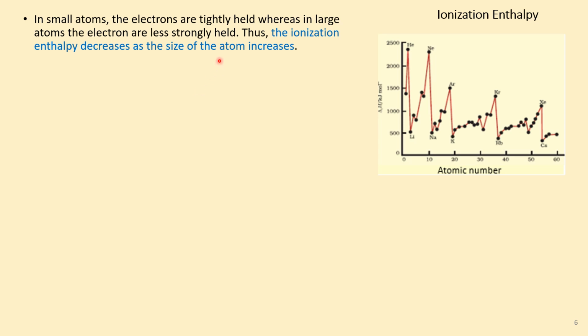In small atoms, the electrons are tightly held, whereas in large atoms, the electrons are less strongly held. Thus, the ionization enthalpy decreases as the size of the atom increases. You can see the variation here shown in the graph. The first ionization enthalpy of nitrogen is higher than that of oxygen because from nitrogen the electron is to be removed from half-filled p orbitals.